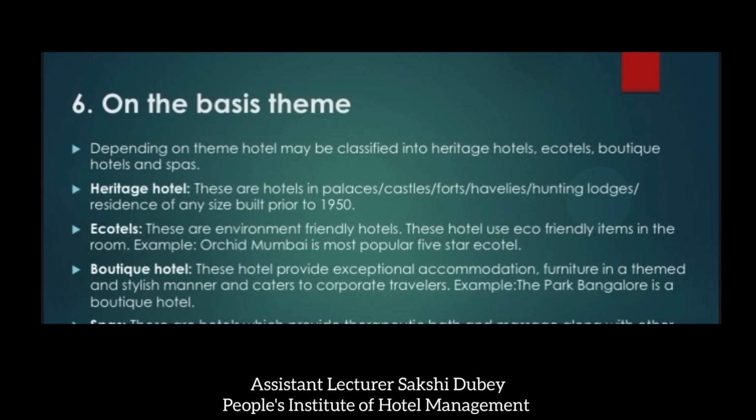Then boutique hotel. These hotels provide exceptional accommodation, furniture in a themed and stylish manner. Then spas, the hotels which are also going to provide you a therapeutic bath and a massage along with that, and also some more facilities which are going to give you more relaxation and a nature touch. So these can be considered as spas. Moreover, you are going to find these spas near Kerala or places where there is more nature touch.